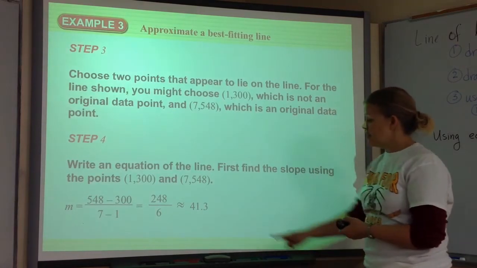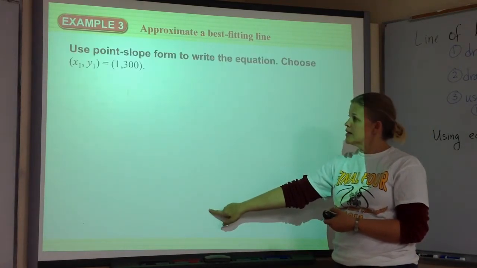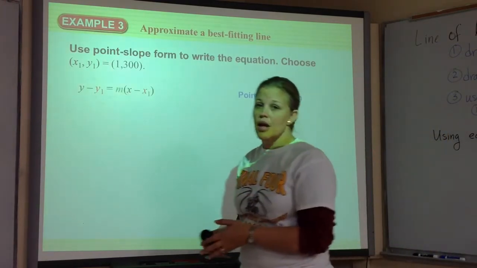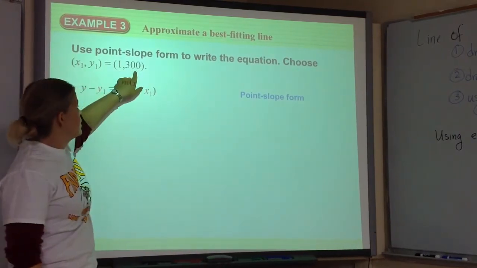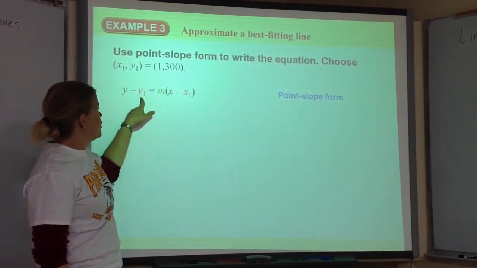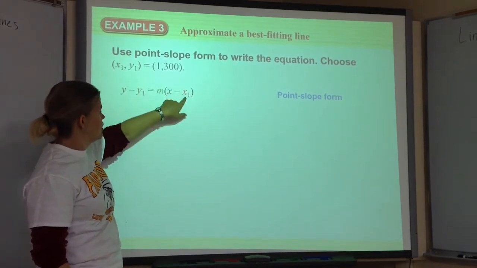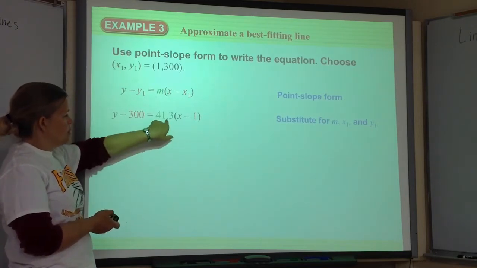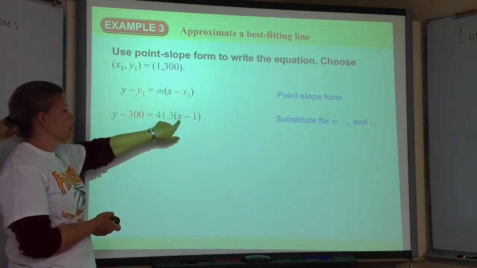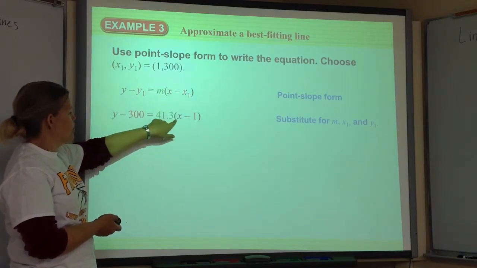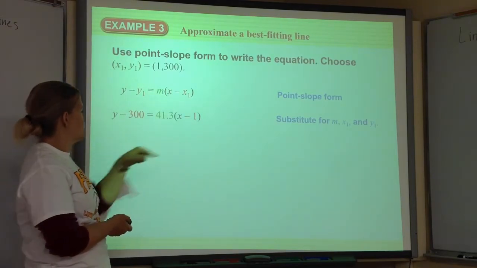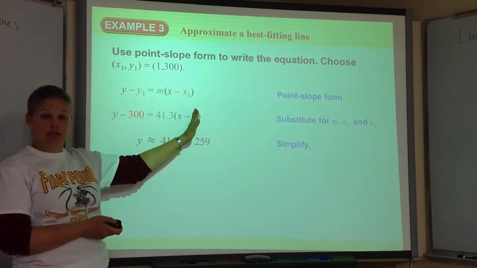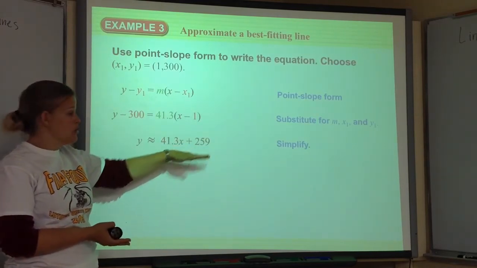Okay? Then you're going to take that slope, that's going to take the place of m in your point slope formula. So we picked 1 and 300. 300 is going to go in for the y, because that's the y coordinate. 1's going to go in for the x. We're going to plug all this stuff in. Remember, what do you do between this and these? Oh yeah, multiply. So you get 41.3x minus 41.3. And this is the one thing I don't like about this PowerPoint. It just jumps to adding 300 to both sides, and this is the equation we get.